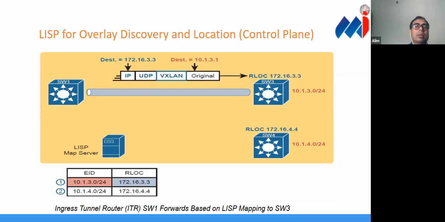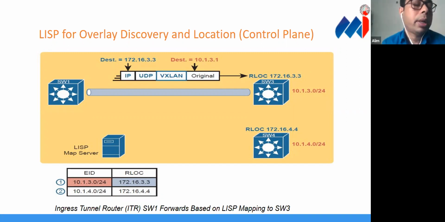Okay, let's discuss here. Why does it keep the database? What is the benefit? Imagine some endpoint connected to SW1 wants to connect to some devices connected to SW3. So imagine it wants to reach an IP address of the 10.1.3.0/24 network. So the destination IP address is 10.1.3.1. How will it do that?